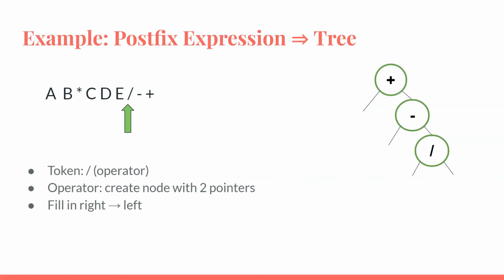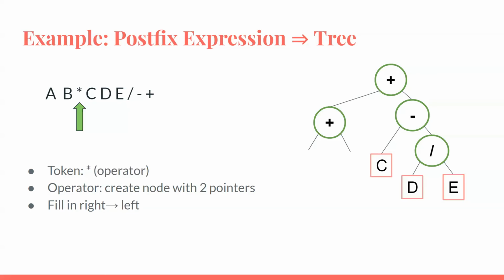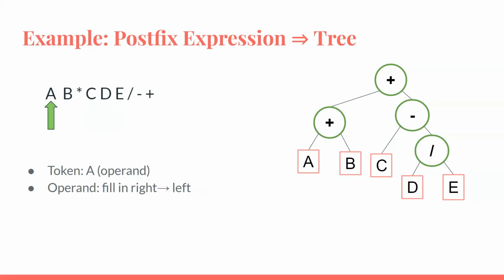Now we're going to see that there's an E, and the E is an operand. So we're still going to fill in from right to left, but we're not going to add any children to the E. So in this case, there's the E. D, exact same thing. No children, but still start filling in from right to left. C, fill it in right to left. Multiplication sign, we add it to that remaining pointer, but we know it has 2 children. So we create a node with 2 children. B, and then A.